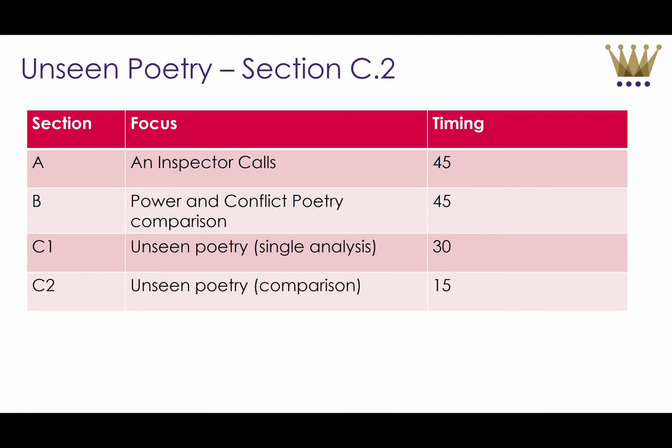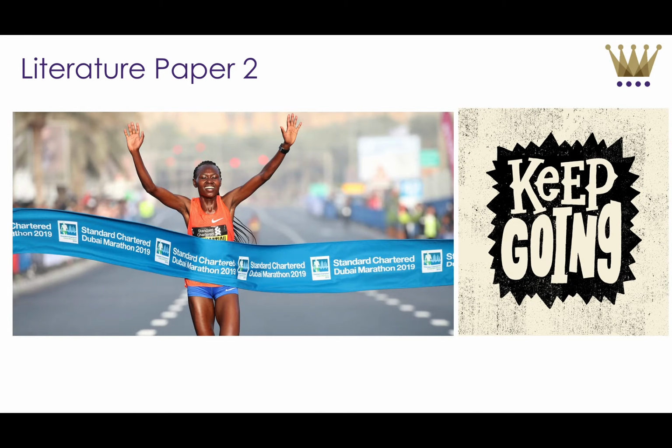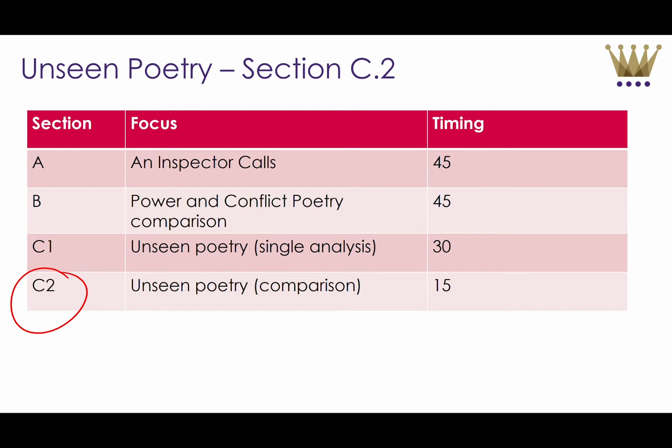So this exam is really tough. By the time you get to this question, which is all the way down here, you will have already answered a question on An Inspector Calls for 45 minutes, and a question on power and conflict poetry for 45 minutes, and already another question on another unseen poem for 30 minutes. And then you'll get to this paper. And really, this paper is, and I always say this, more like a marathon than a sprint. And it's really tempting by the time you get down to here to give up.